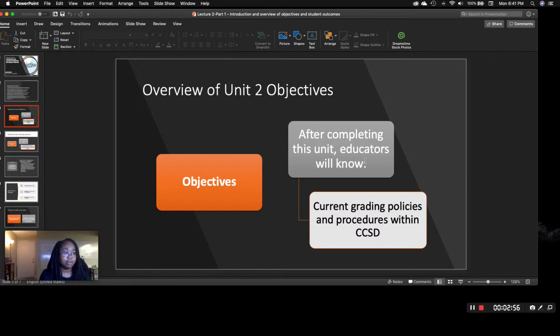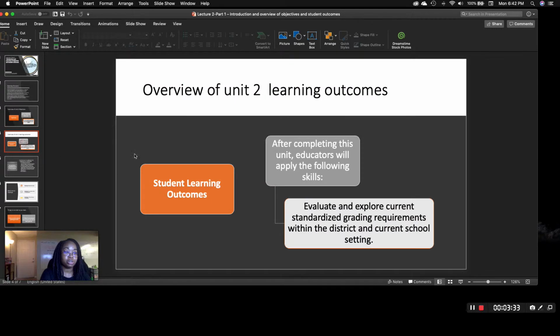So the objectives: after completing this unit, educators will know current grading policies and procedures within CCSD. I have a lot of resources that you can walk away with so that you can have access to these things at your own terms. And there's nothing greater than the power of knowledge, especially as an educator. So when you see the things that I'll give you access to, you can integrate those into your professional development plans. And when you go up for evaluation, you can demonstrate not only how you are following school level policies and procedures, but how you are integrating state level policies and procedures as you should.